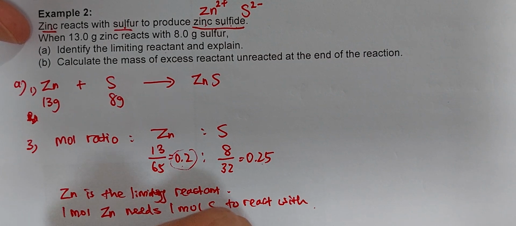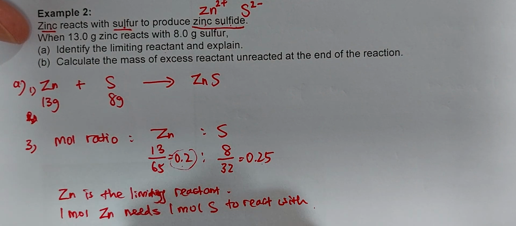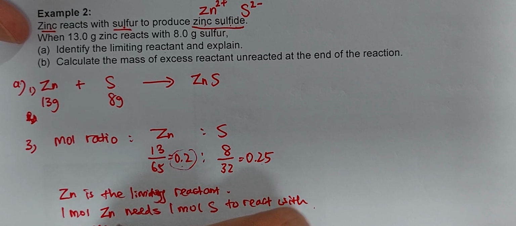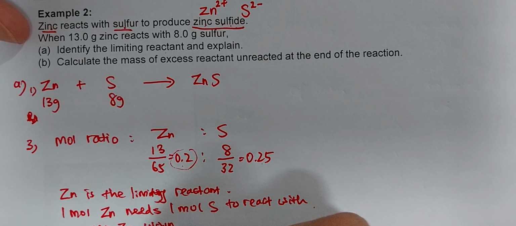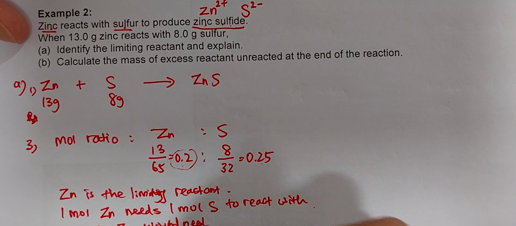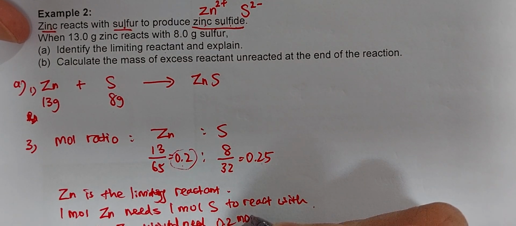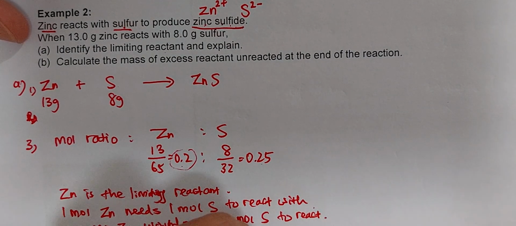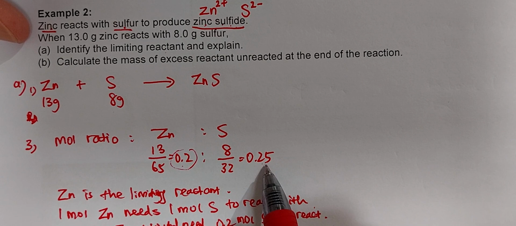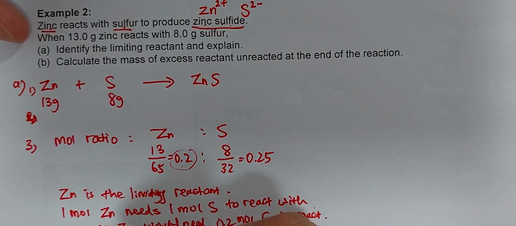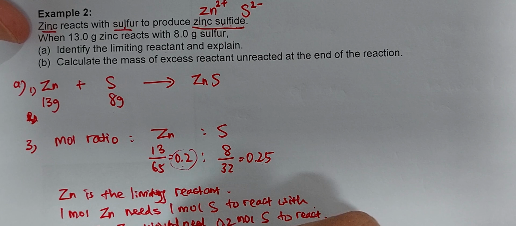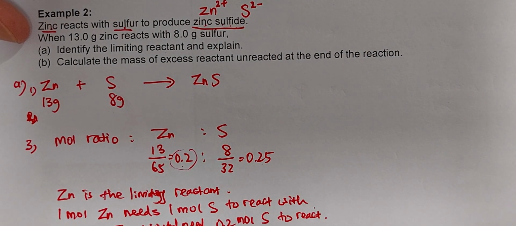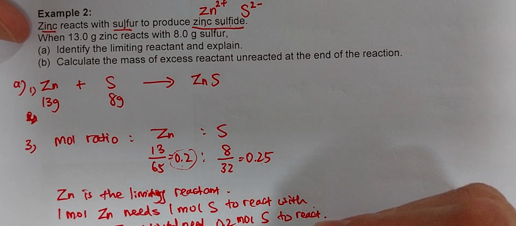Okay, 0.2. So now 0.2 mole zinc would need 0.2 mole sulfur to react. However, how much sulfur is available? 0.25 mole sulfur is available. Okay, so what is available is more than what you need, which means sulfur is the excess.